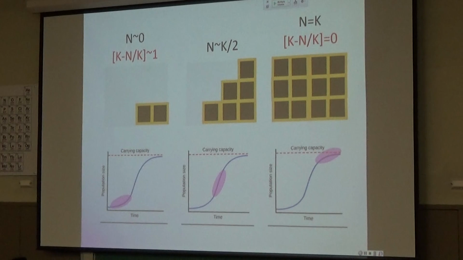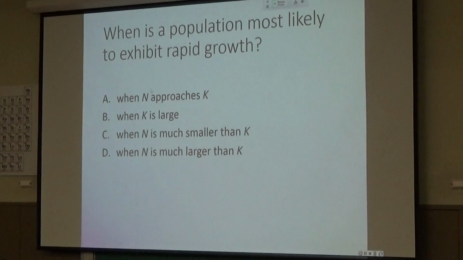We can make some inferences just based on the population size in comparison to the carrying capacity. Whenever the population is down here, we can assume that the population is much smaller than the carrying capacity. If it's around here, we assume that the population is about half the carrying capacity. And as growth stabilizes, we assume that the population is the same size as the carrying capacity. Okay, so concept check.